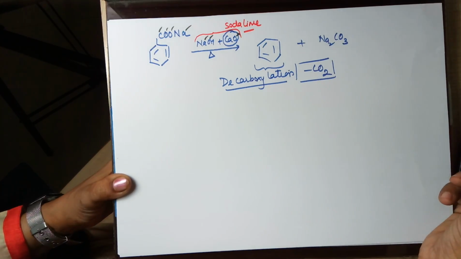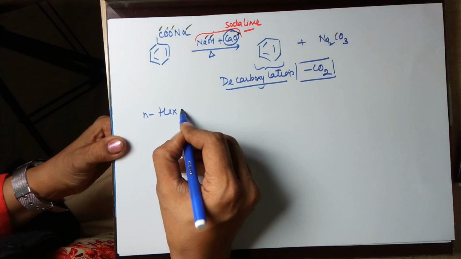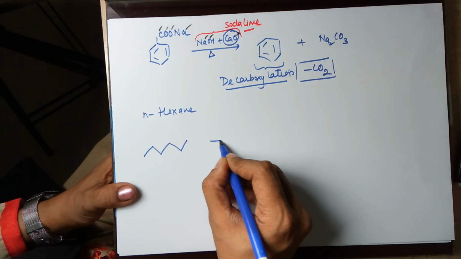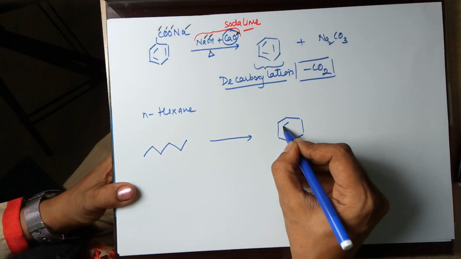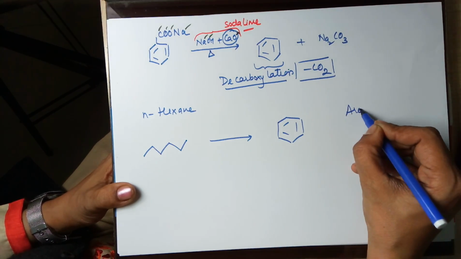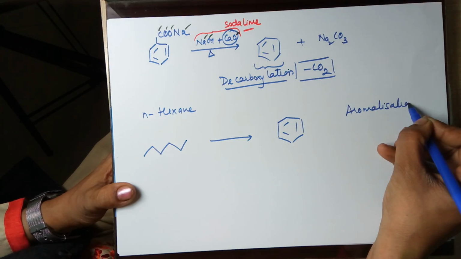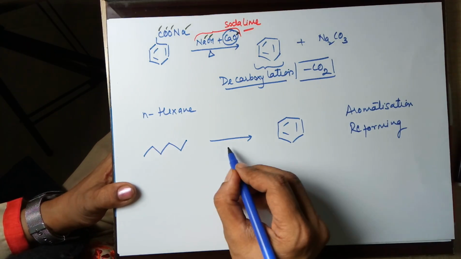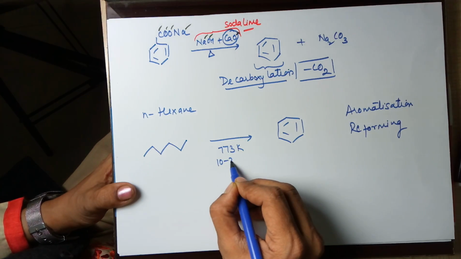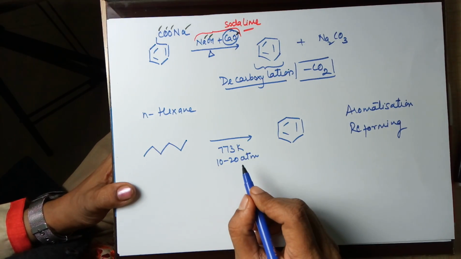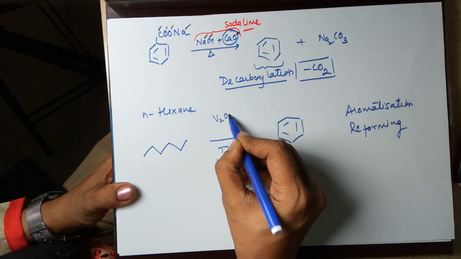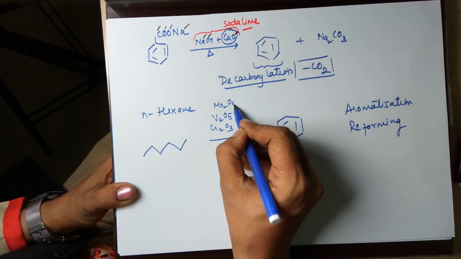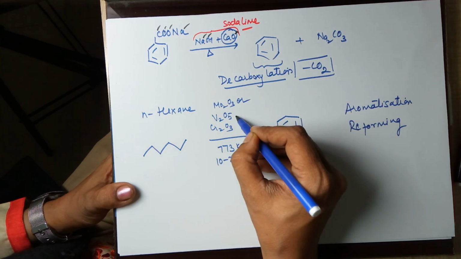The last method to prepare benzene is from n-hexane: 1, 2, 3, 4, 5 and 6. A normal hexane can be transformed into a benzene ring. This process is called aromatization. It is also known as reforming. It requires special conditions of temperature, pressure and catalyst. The catalyst can be vanadium pentoxide, chromium trioxide, molybdenum trioxide. Any one of them can be used.